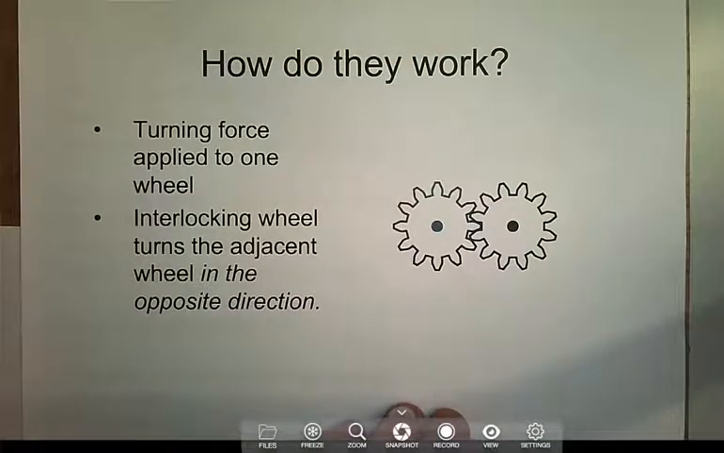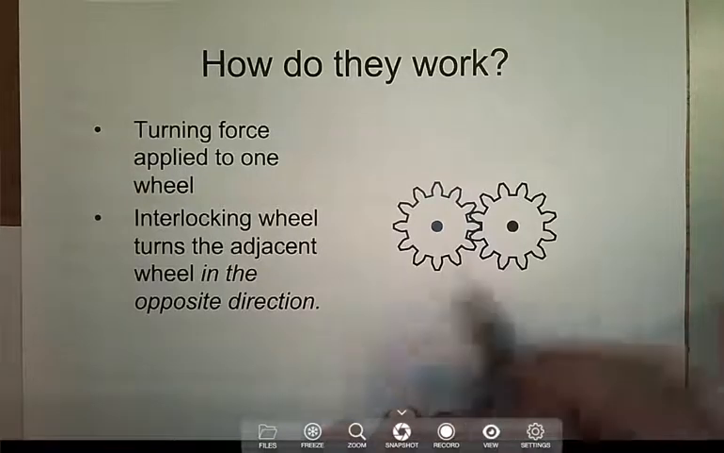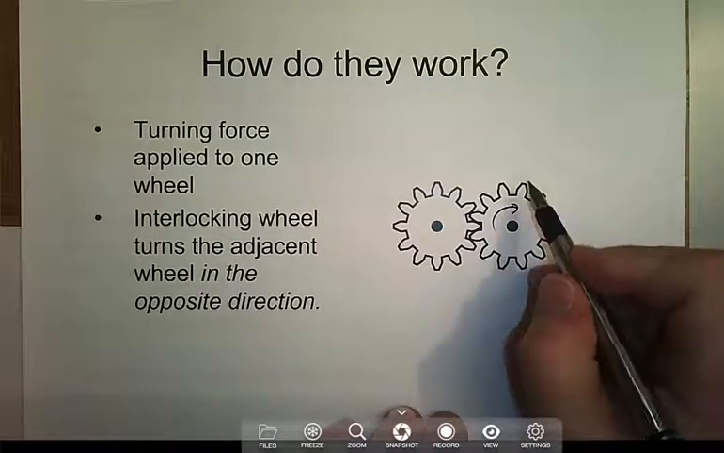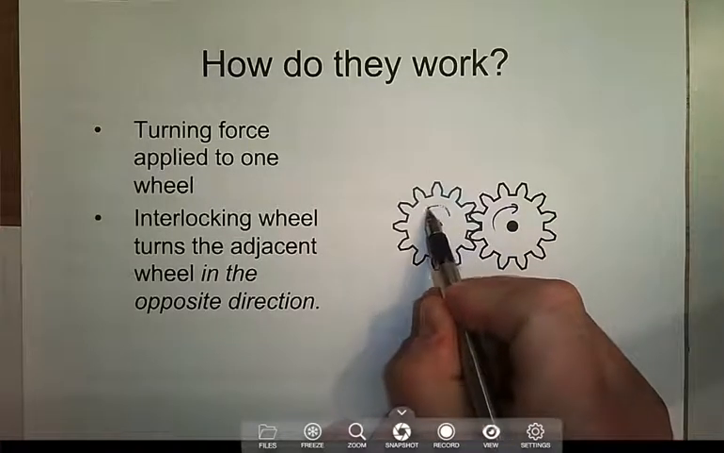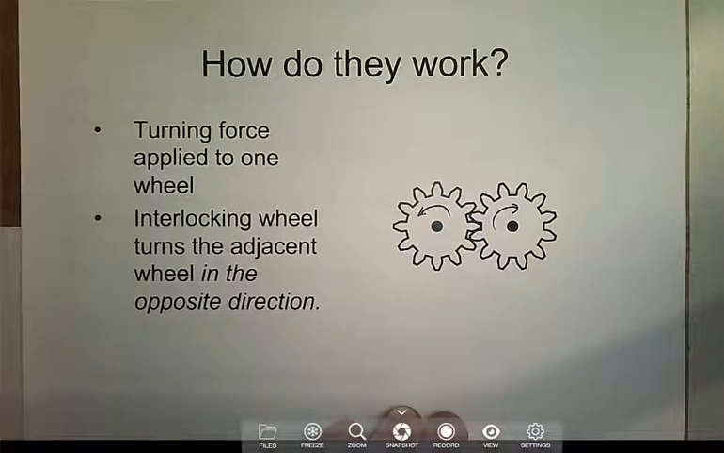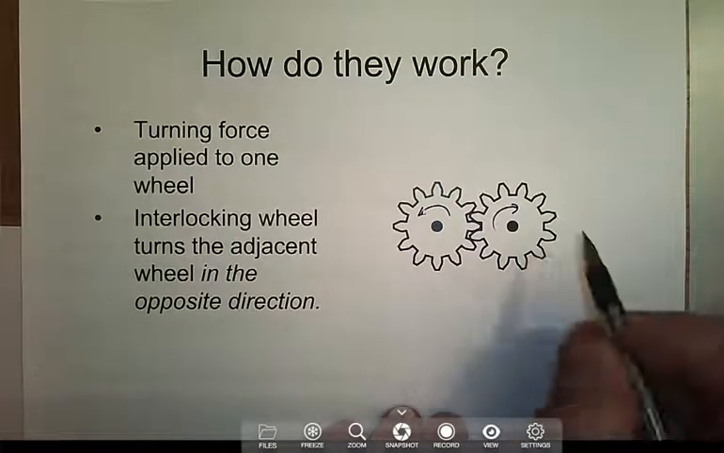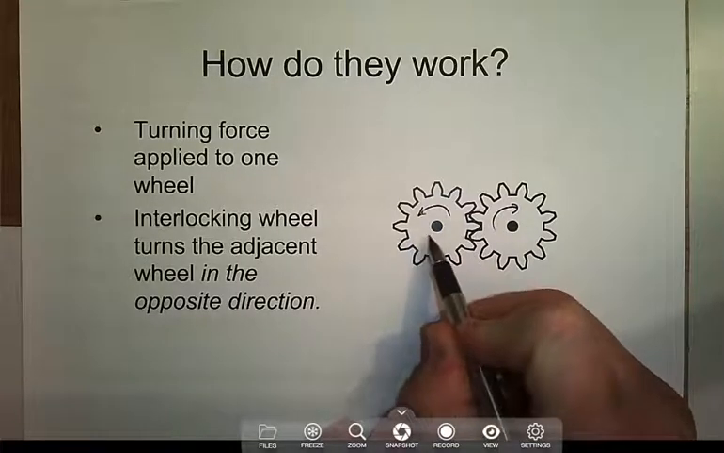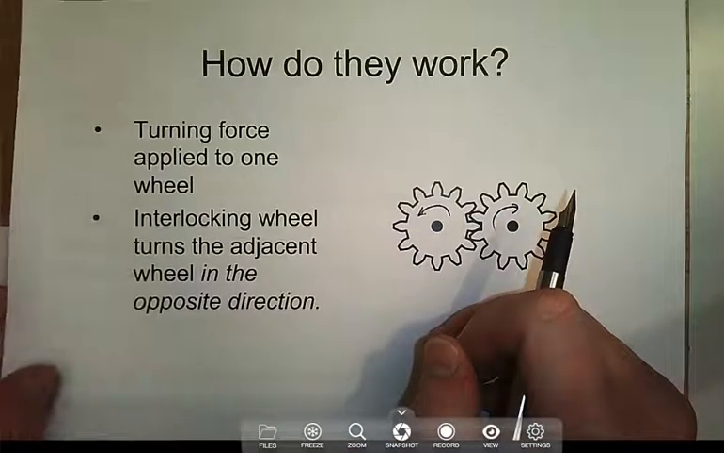Because they are interconnecting wheels, as one rotates that way, that then forces the adjacent wheel to rotate in the opposite direction. So the turning force in one wheel is translated to the turning force in the other.